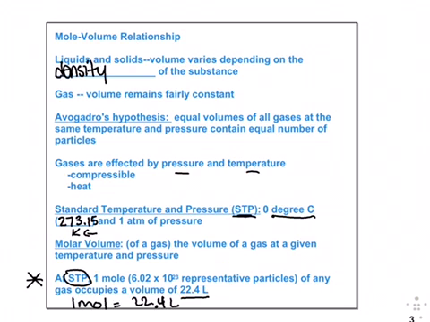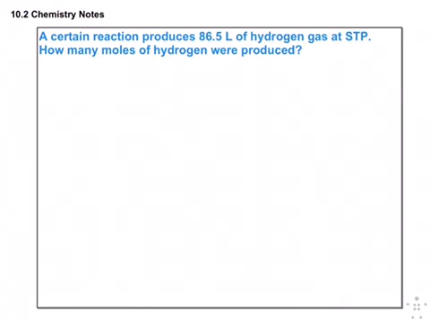This would be another one of those tools. So let's look at a couple problems. A certain reaction produces 86.5 liters of hydrogen gas at STP. How many moles of hydrogen were produced? So here again, we have your hydrogen gas from the last problem.